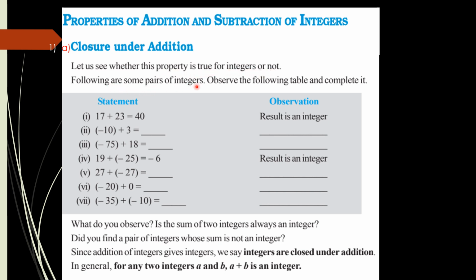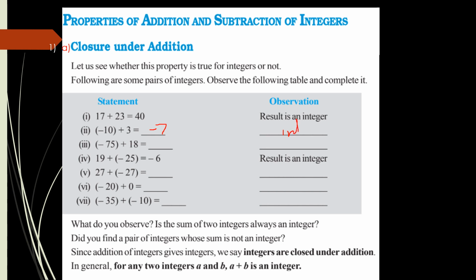Following are some pairs of integers. Observe the following table and complete it. 17 plus 23. What is the answer? 40, right? Is it an integer? Yes, it is an integer. Minus 10 plus 3. What is the answer? One is a negative number, one is a positive number. We have to subtract. So 10 minus 3, that is 7. And which is the greater number? 10. Sign is minus. So is it an integer? Yes, it is again an integer, right?